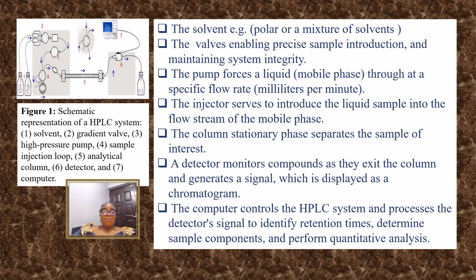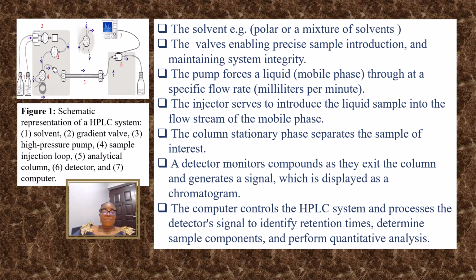In HPLC, valves are crucial for controlling and directing the flow of the mobile phase, enabling precise sample introduction and maintaining system integrity. The pump forces a liquid mobile phase through at a specific flow rate, milliliters per minute. The injector serves to introduce the liquid sample into the flow stream of the mobile phase. The column is the most central and important component of a HPLC. The column stationary phase separates the sample of interest using various chemical and physical parameters.